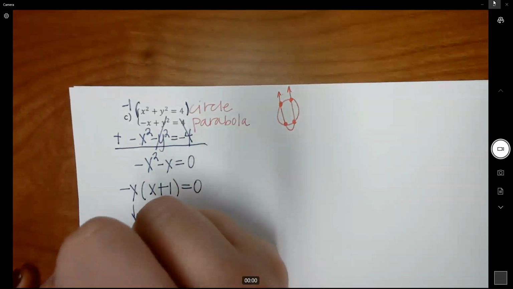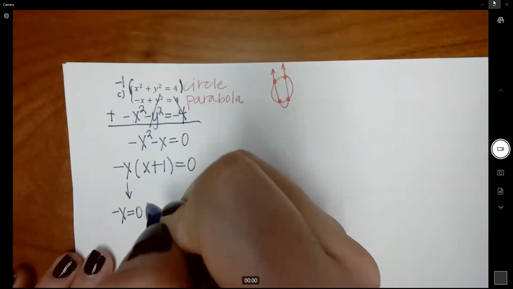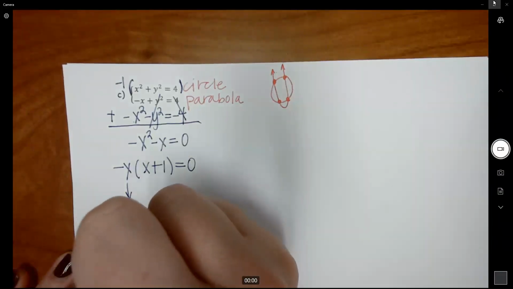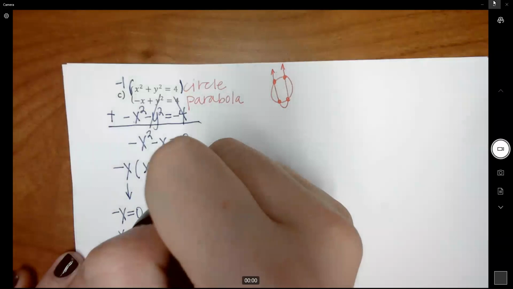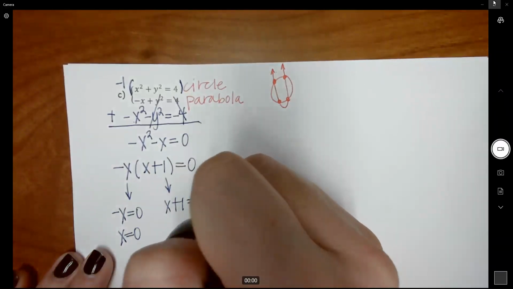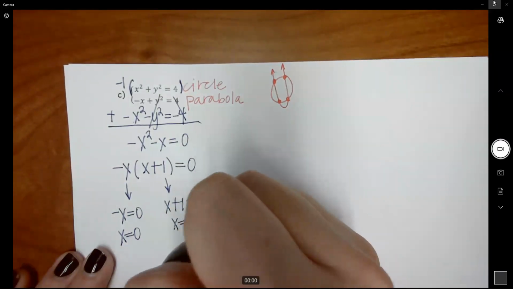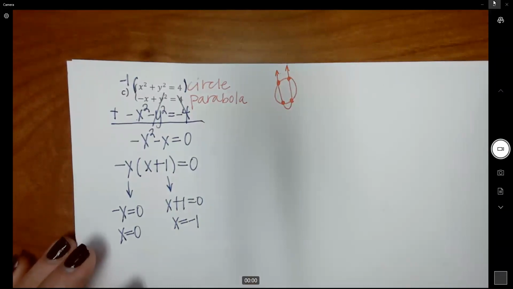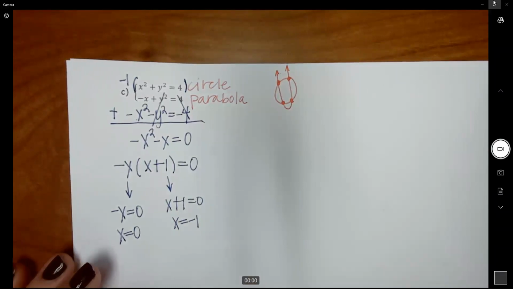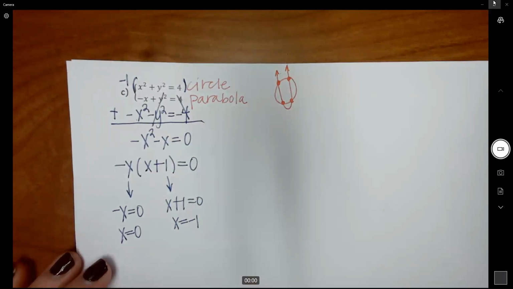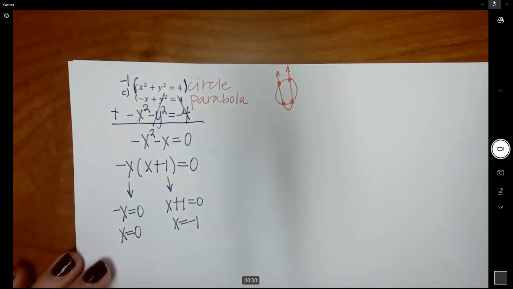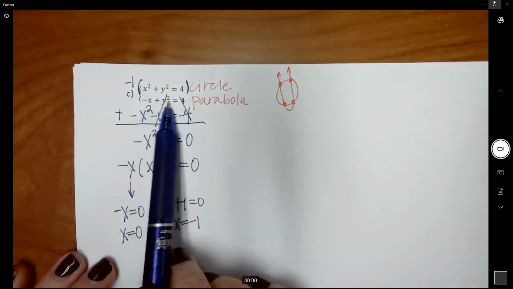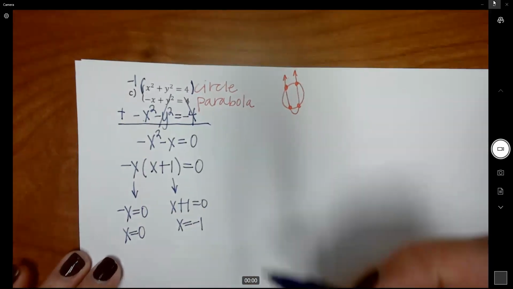So here you get negative x equals 0. Divide by -1 and x is 0. And here we have x plus 1 equals 0, subtract it over and x equals -1. So now let's substitute this back in. I'm going to substitute this in with the one that only has one squared term.